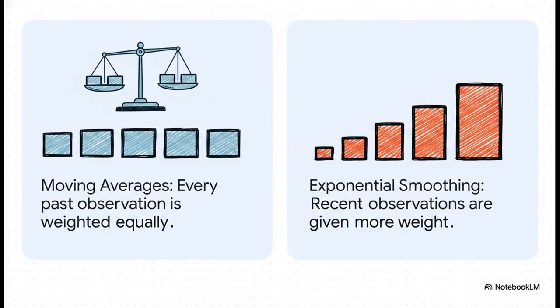The two most common ways to do this are with moving averages and exponential smoothing. The key difference between them is how they treat the past. A moving average is super simple. It treats every single past data point as equally important. Exponential smoothing is a bit smarter. It assumes that what happened recently is probably more relevant than what happened a long time ago, so it gives more weight to recent data.